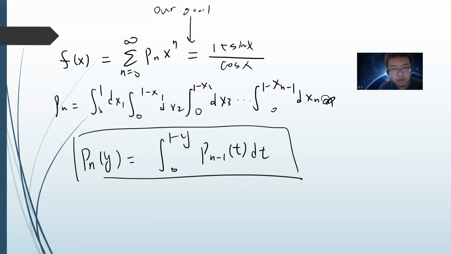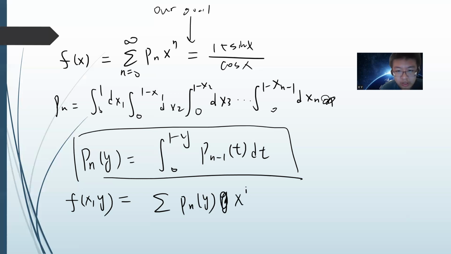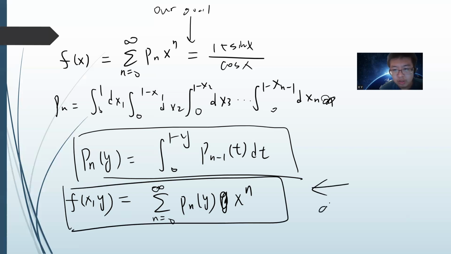So let's introduce some parameter on this integration, and then we define this. Okay, so this will make everything amazing. So let's define f(x,y) to be the sum of p_n(y) x^n, for n from 0 to infinity. Okay, so let's attack this question.